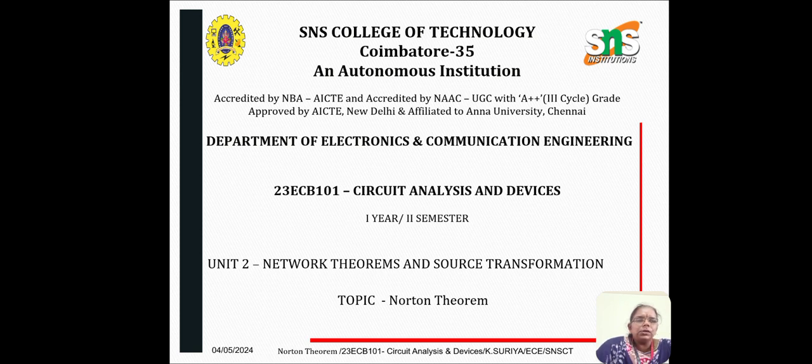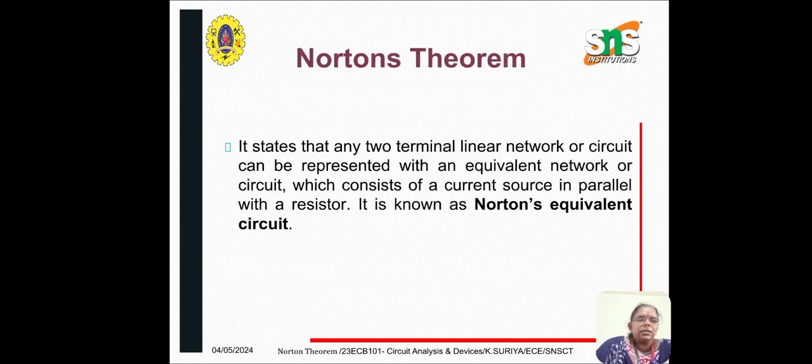So in this video, let us see about Norton's theorem. It states that any two-terminal linear network can be replaced with an equivalent circuit which consists of a current source in parallel with a resistor.